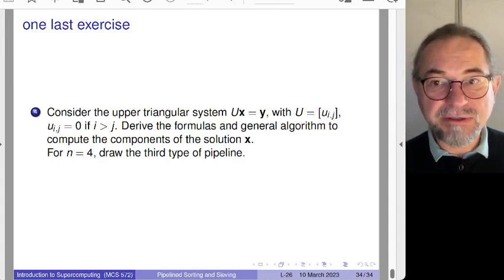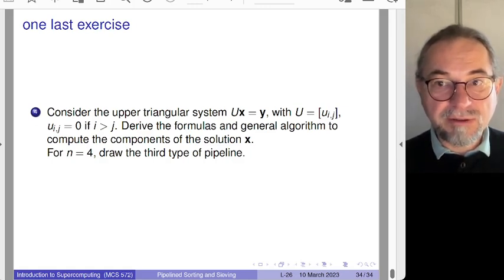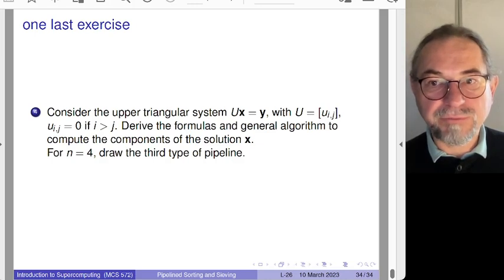Next time we start parallel linear algebra, going deeper into the topic of solving triangular systems in parallel.